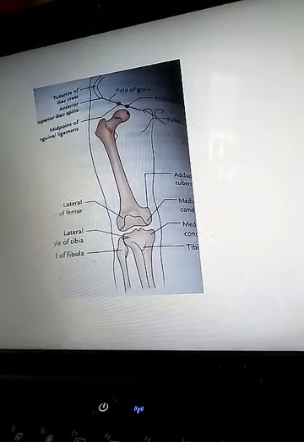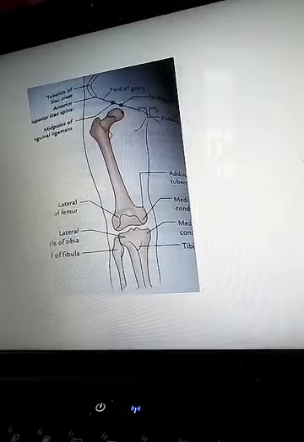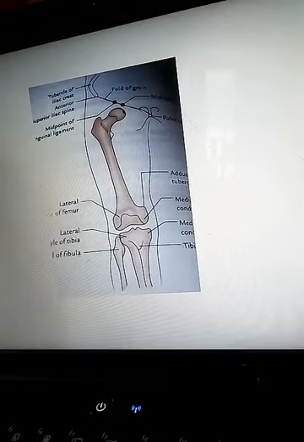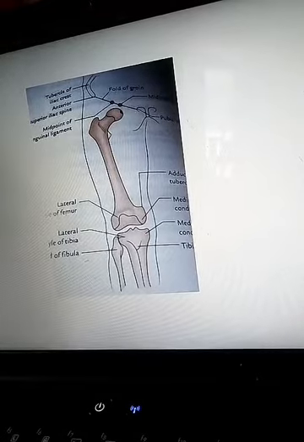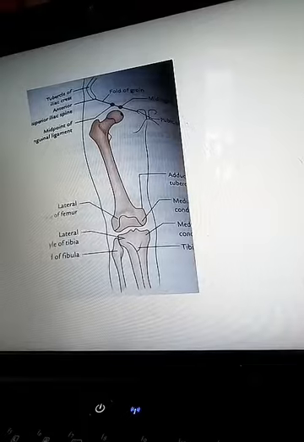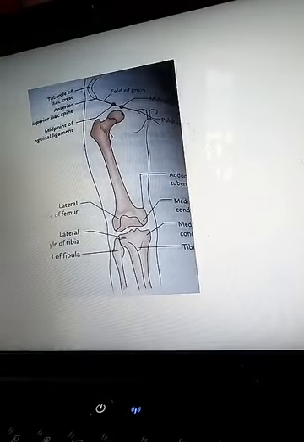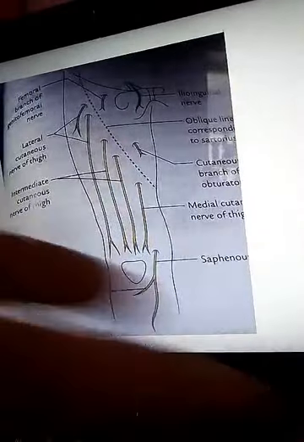Now this superficial fascia on the front of the thigh contains cutaneous nerves, cutaneous arteries, termination of saphenous vein and its tributaries, and superficial inguinal lymph nodes.